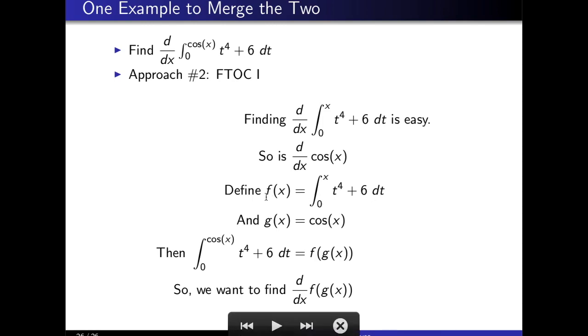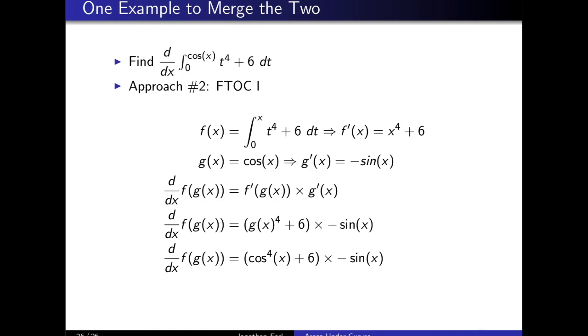Okay, so we have f of x defined as so, and then we'll define g of x to be cosine of x. Now what we're saying is that this integral from 0 to cosine of x of t to the 4 plus 6 dt is just f of g of x, a function composition. And we're asking to find the derivative of this function composition. So this is just a straight chain rule, something we've done about 100 times at this point.